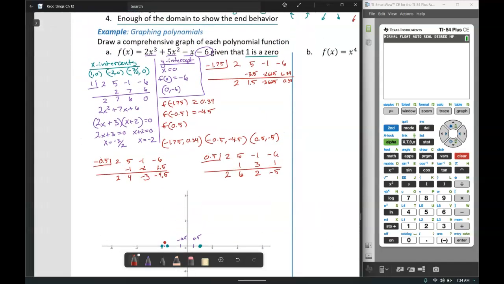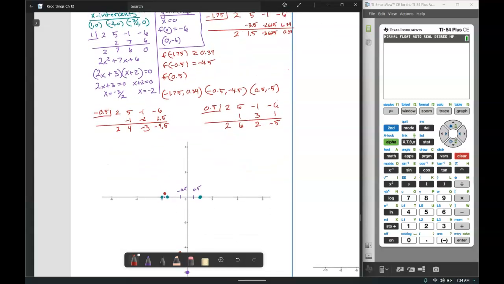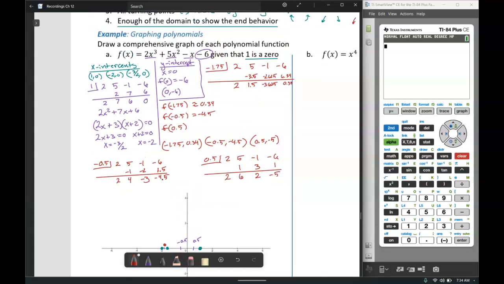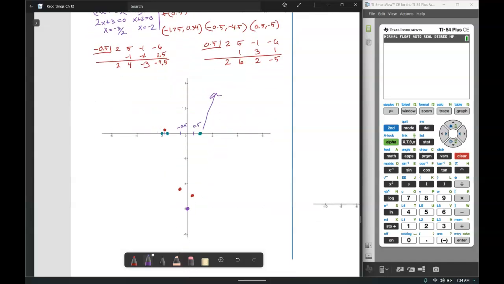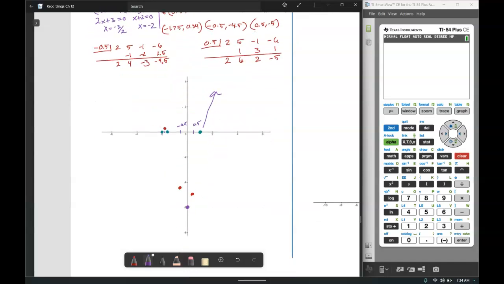Now we just need to consider the end behavior. And we could test some points if we needed to, but I don't think we really need to at this point. But looking at the end behavior, we have an odd degree polynomial. Our odd degree polynomial tells us that we're going to be going in opposite directions. And because our leading coefficient is positive with our odd degree, it means that from this rightmost intercept, we're going to be going up and to the right forever. And from this leftmost intercept, we're going to be going down and to the left forever.